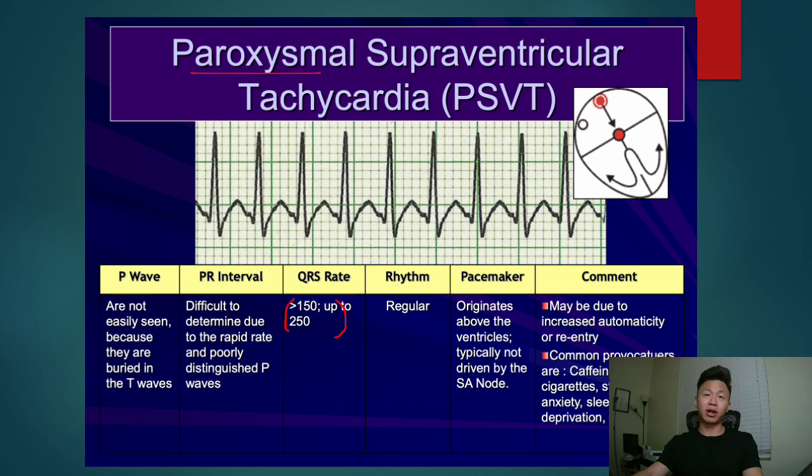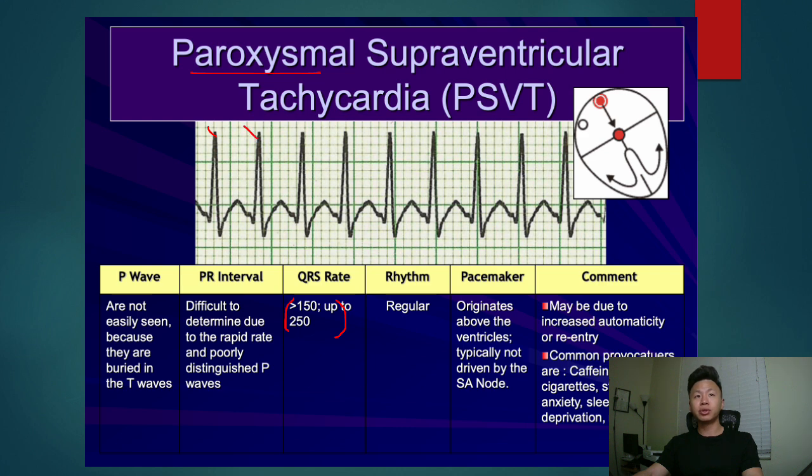Now, I want you to take a look here, and I want you to notice that this is not a 6-second strip. This is basically a 3-second strip right here. So instead of multiplying by 10, we're going to multiply this by 20. But let's count your R's. Step 1, count the R's.